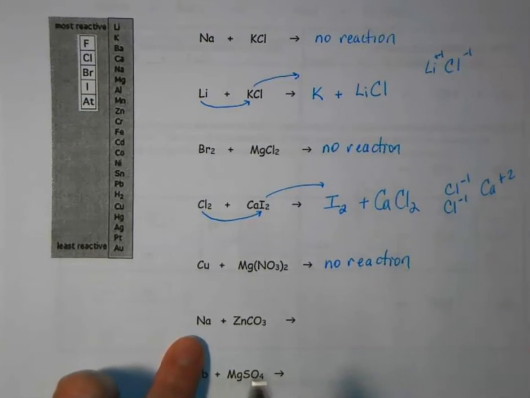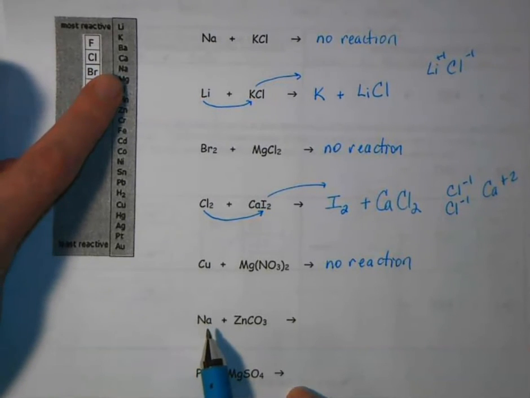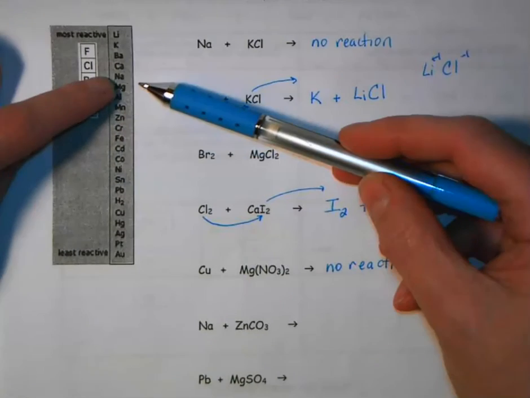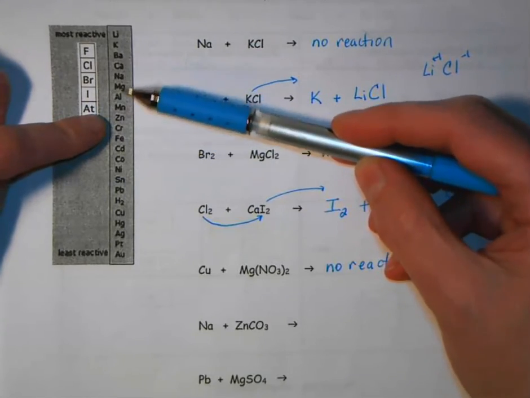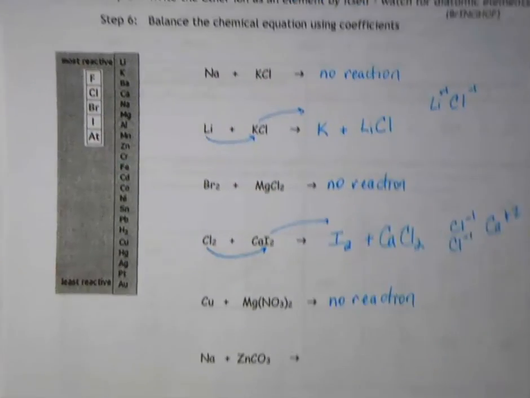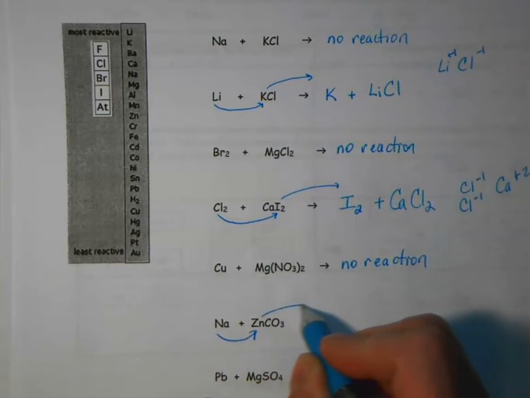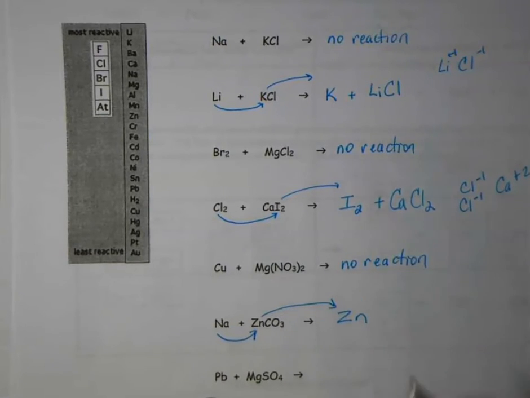In the next one, we find sodium, Na, which is way up here near the top of the list. And sodium is going to be competing with zinc. Zn is a little bit lower on the list. So sodium is more active than zinc. That means sodium, or Na, can come in and kick that zinc out and make the zinc go all by itself. Since zinc is not a diatomic element, we do not put a little 2 there.